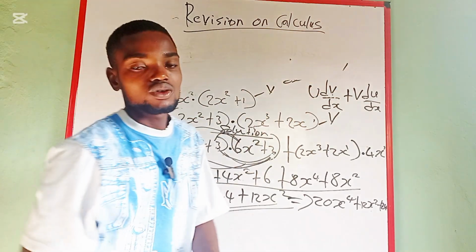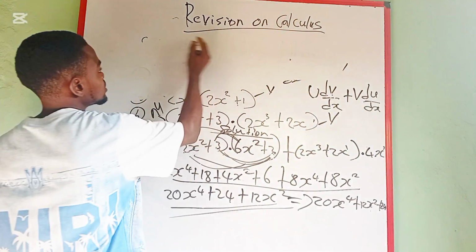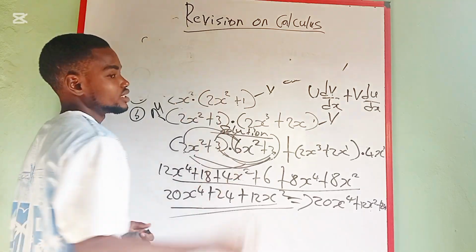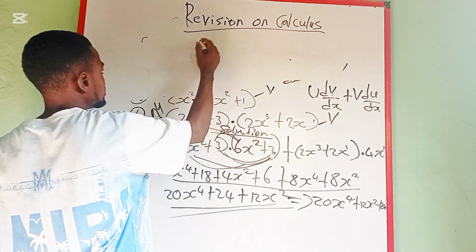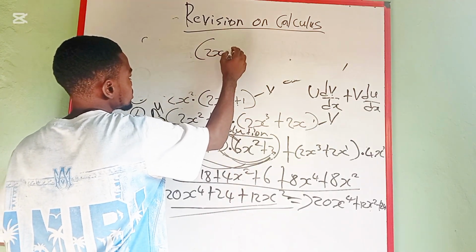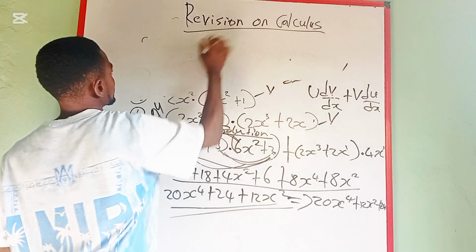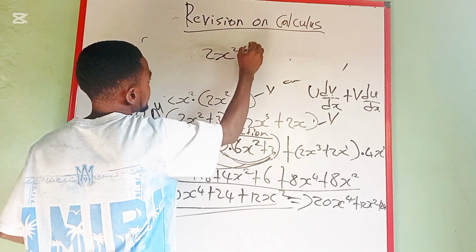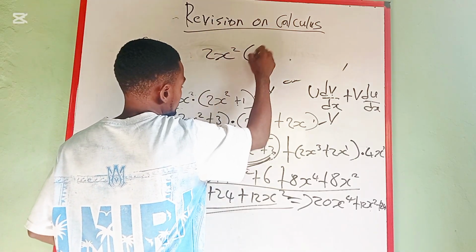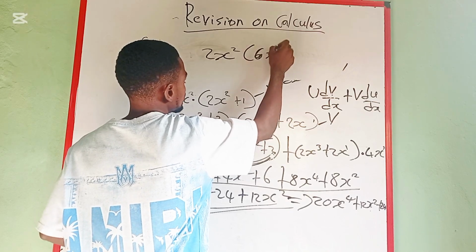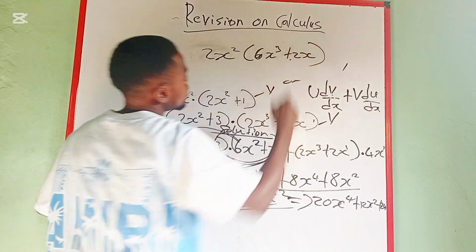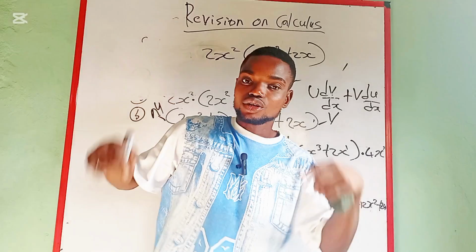Now I want you to try this question. Let me know in the comment section. What is the dy over dx, or find the derivative of bracket 2s. Let me not give you a hard one. Just find the derivative of 2s squared and bracket 6s cubed plus 2s. So find the derivative of this. Let me know in the comment section.